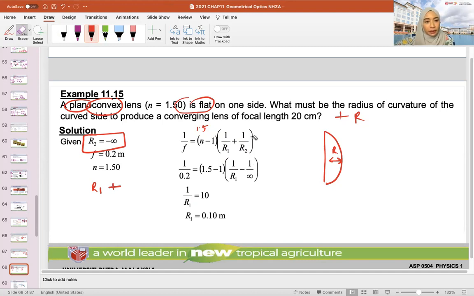Okay. But it's not on your quiz. So, 1 over infinity, you would get this as 0. Okay. So what you're left with is the curved side. So, 1 over F, 1 over 0.2. From here, 1.5 minus 1, and then you can solve for your R1. So here, the trick is to know that the flat side would not have any R, or the R is just infinity. But it will not contribute to the lens maker equation. Flat things don't contribute. So we eliminate it. It becomes zero.